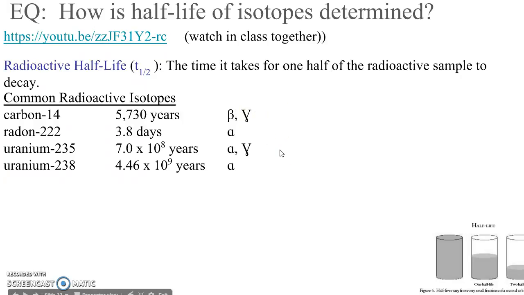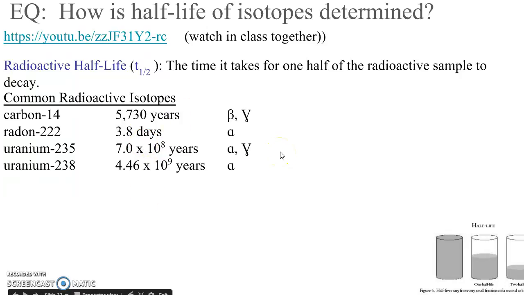Uranium-235, 7.0 times 10 to the 8th years. So add 8 more zeros to that. That's how long it takes for a sample to decay. So if I had 5 grams, for it to decay to 2.5 grams, it would take 7.0 times 10 to the 8th years. That's a long time. And uranium-238, which is what we generally use at nuclear power plants, 4.46 times 10 to the 9th years. And it goes through alpha decay, whereas uranium-235, those particular isotopes go through alpha and gamma decay. But just a little bit on some radioactive isotopes.